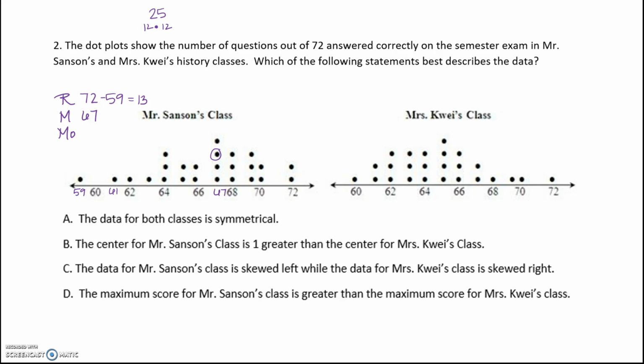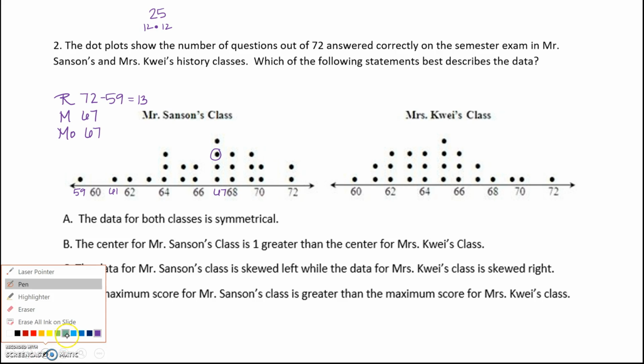And that actually happens to be my mode as well, because the mode is the one with the most dots. So then I'm going to leave you guys to analyze the second dot plot, and then we can look at some of the answer choices.